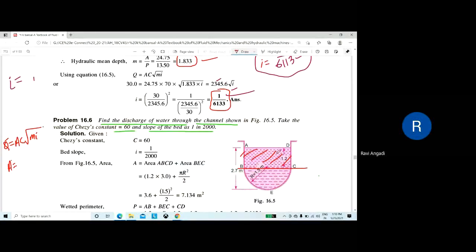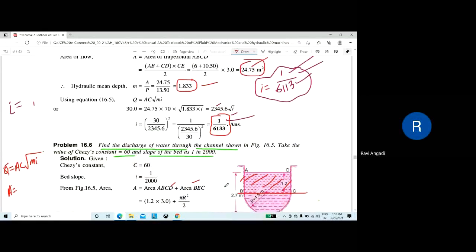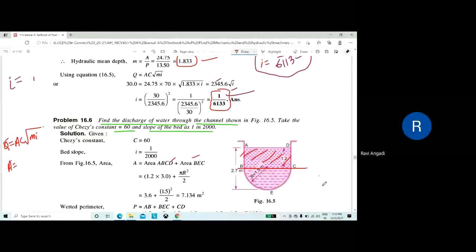Then the depth is given. Then can you calculate this one? And then you have to take the semicircle. So try this one and get the answer. Calculate the discharge and tell me.